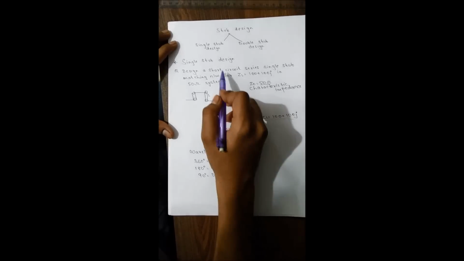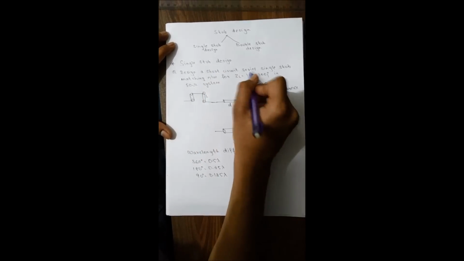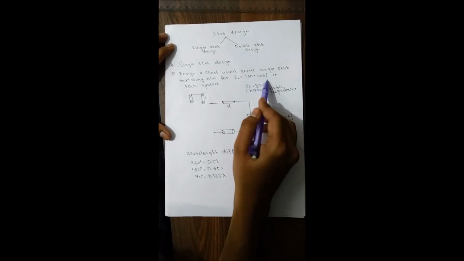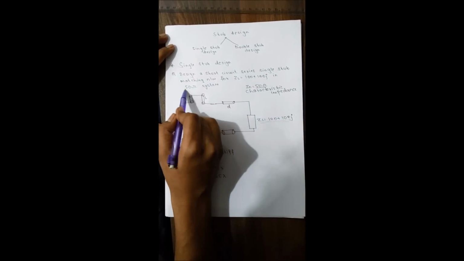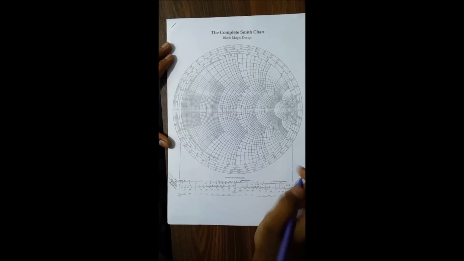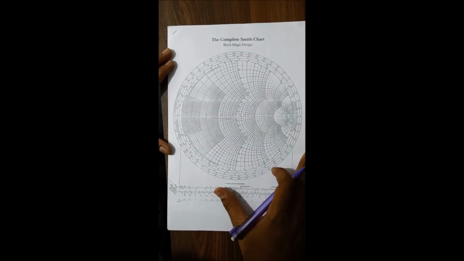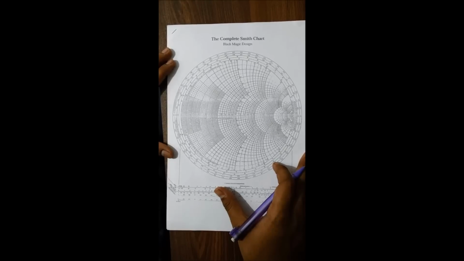Consider a problem: we have a short circuit series single stub matching network for ZL, where the load impedance is this, and the characteristic impedance is given. Now let's take a Smith chart. This is a general Smith chart which I have over here. It is available on the net.